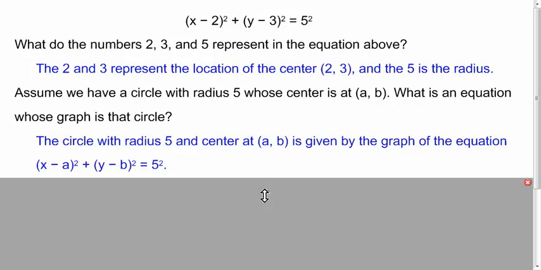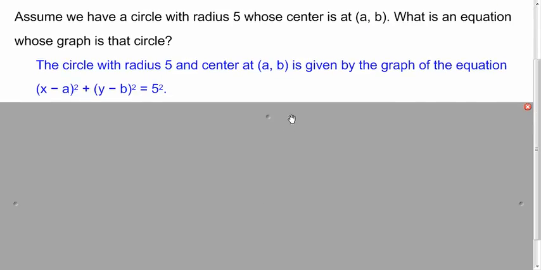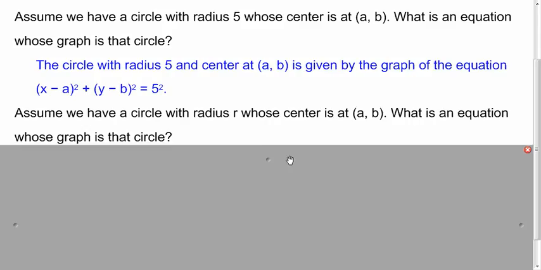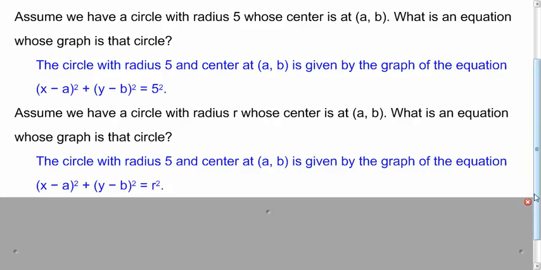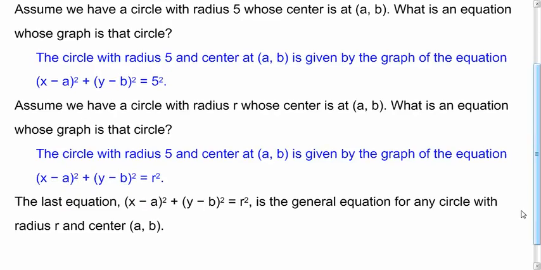Okay, let's take it one step further. What if we didn't know what the radius was? Well, instead of the 5, we would plug in an r there. And this gives us the general formula for the equation of a circle. So very important: the quantity x minus a squared plus the quantity y minus b squared equals r squared.